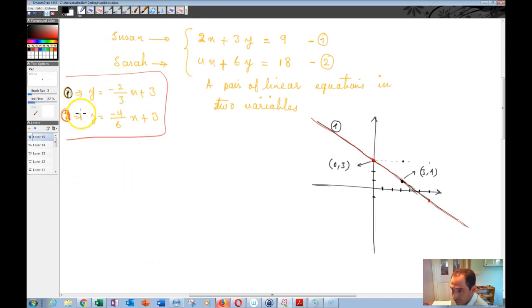And you can see it from here as well. If I write y = -2/3 x + 3 and y = -4/6 x + 3, the y-intercepts are the same, and if you simplified this fraction, dividing both the numerator and denominator by 2, you would get -2/3. It's the same thing: y = -2/3 x + 3. The two lines are actually equivalent.